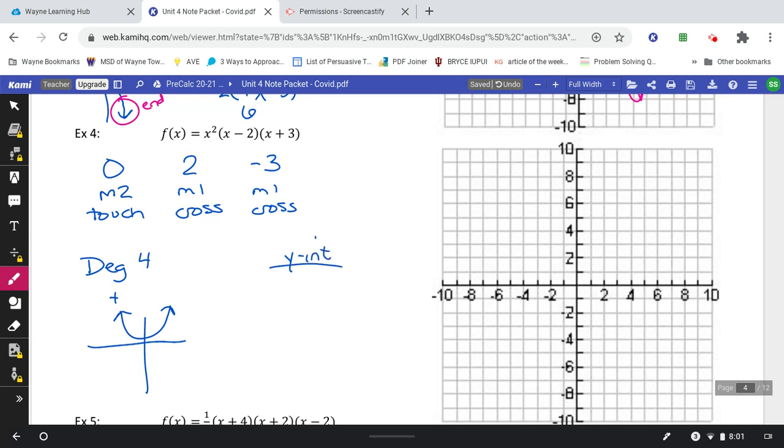Last thing before we graph is our y-intercept. Take a second and work through that. Another answer of 0. A lot of times you're going to get an answer of 0. That's not uncommon.